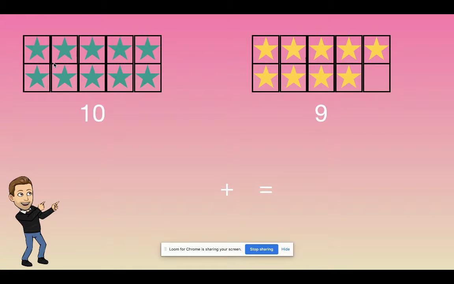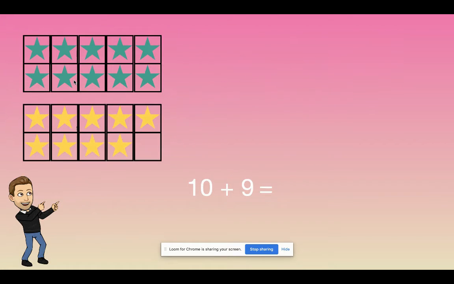So if we were to count those, you would see that you have 10 green stars and you have 9 yellow stars. We need to figure out how to put them together and what number we're going to get with those. So here we go. We're going to move our 10 down here. So we have 10 plus. Now we know our other number is 9. So we're going to move our 9 down there. We want to figure out what 10 plus 9 is. So I'm going to move my stars underneath. And now I can just add on. So I had my 10 to start, and I'm adding on 9.